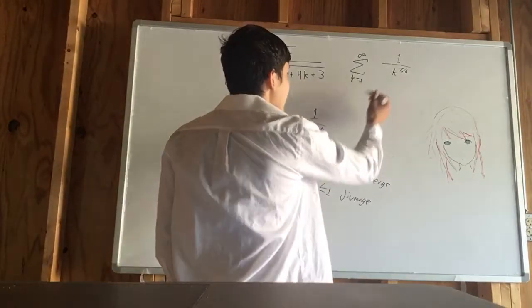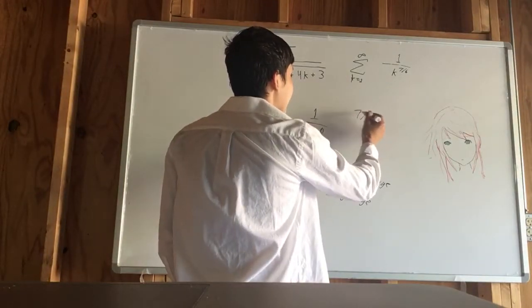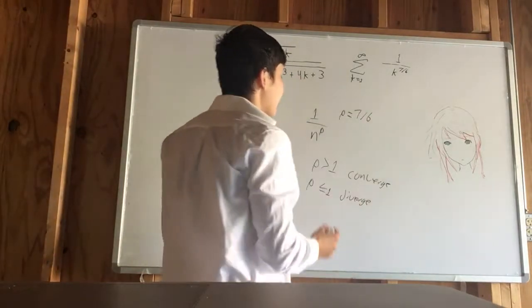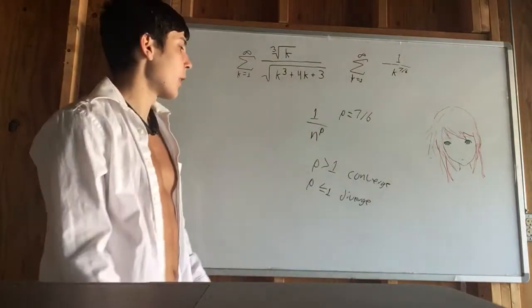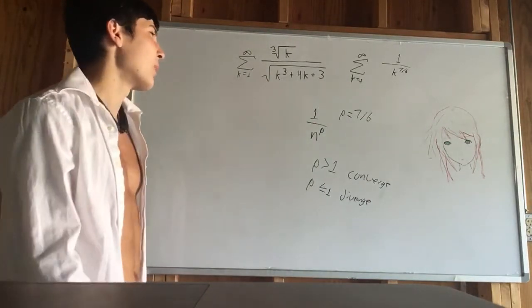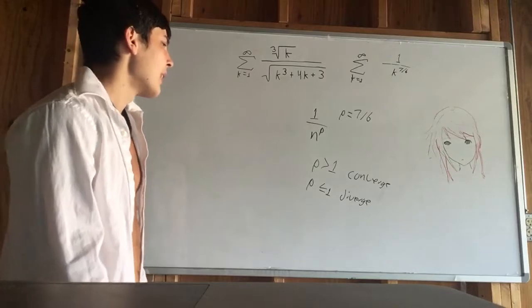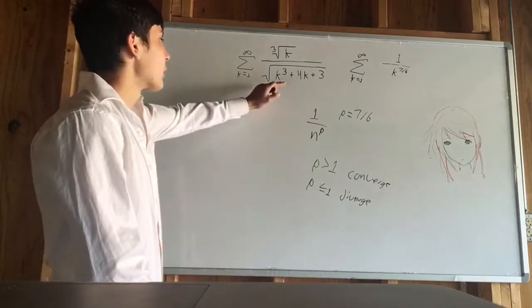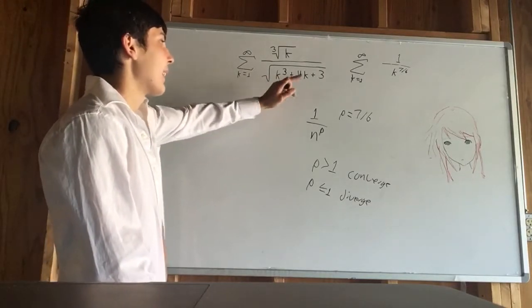Now we ask what p is. p is 7/6. Now we can look at this. So is it greater than 1? It is greater than 1. That's going to converge. Now we have to ask, is this greater or less than this?